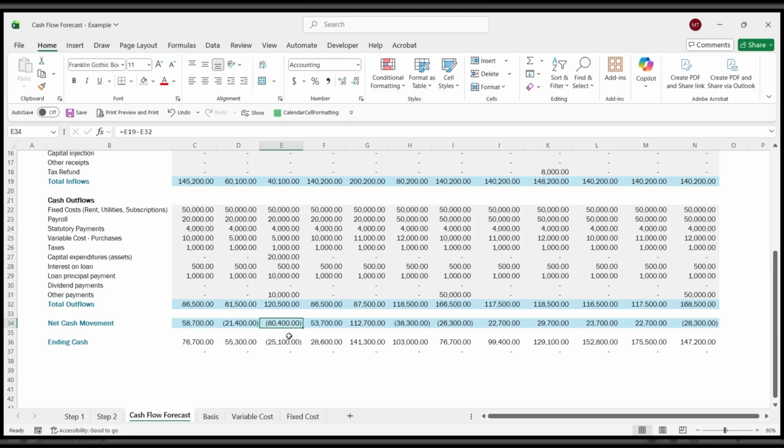Moreover, the ending cash is negative $25,000, means the cash inflow generated in the month and the savings from previous months are not enough to cover for the huge payments in March. I'm going to highlight this in red. This negative position clearly indicates that we need to take steps to manage this position.